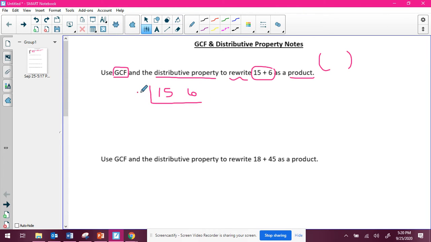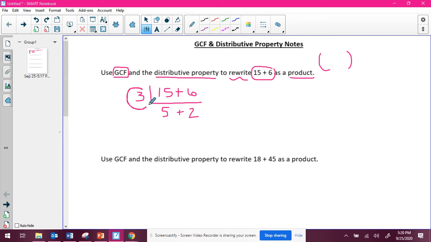So I can divide both of these numbers by 3. 15 divided by 3 is 5. 6 divided by 3 is 2. We are done because 5 and 2 do not have any factors in common other than 1. The only difference today than yesterday is this plus sign right here. So I'm just going to plop it in there.